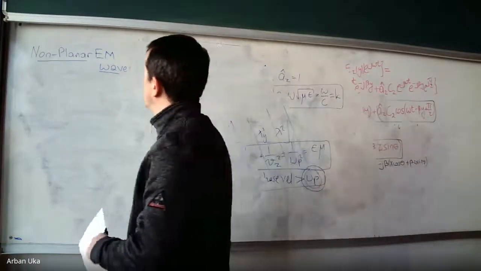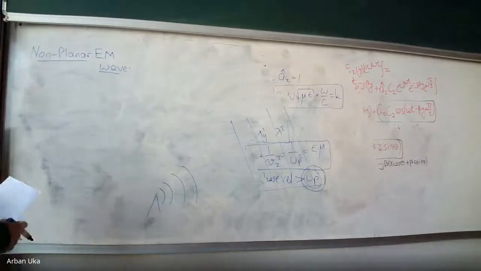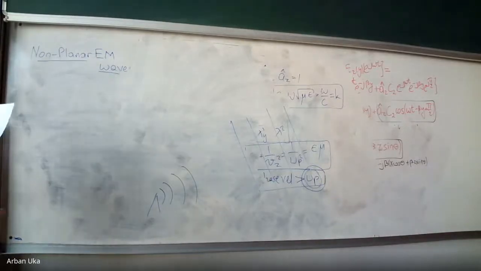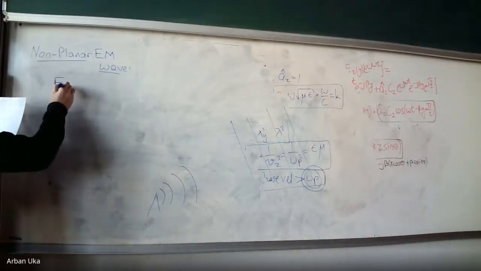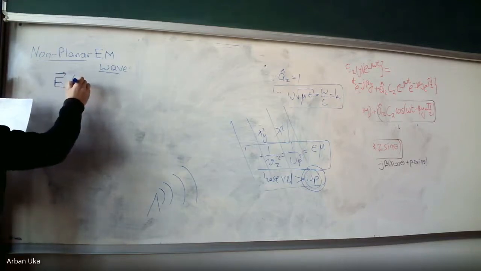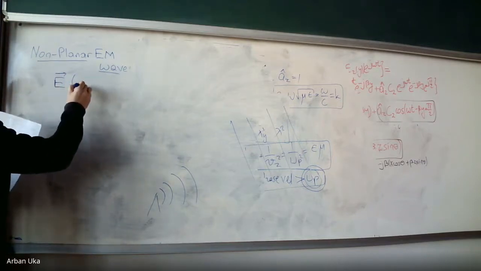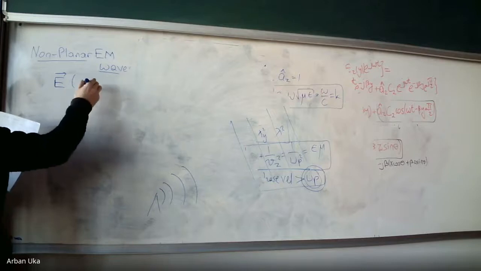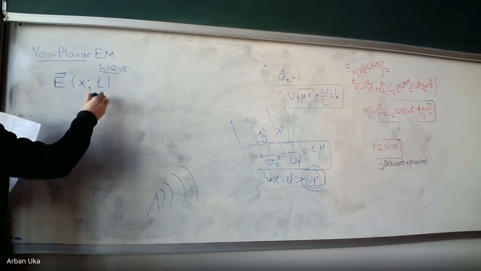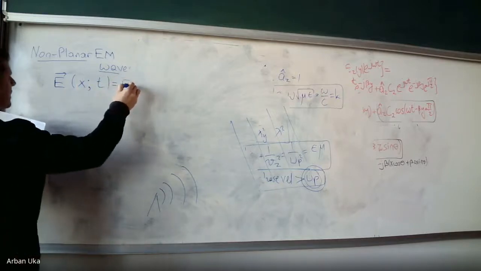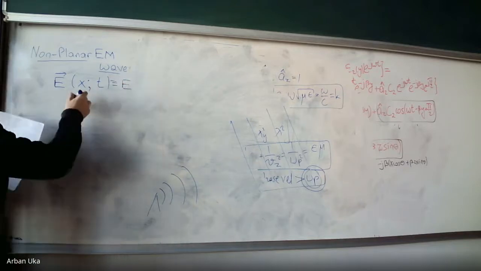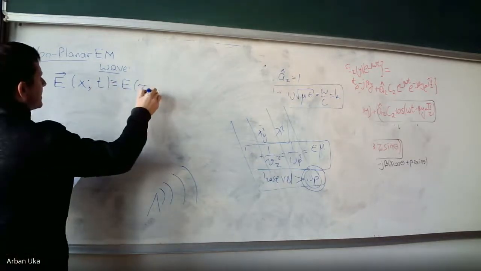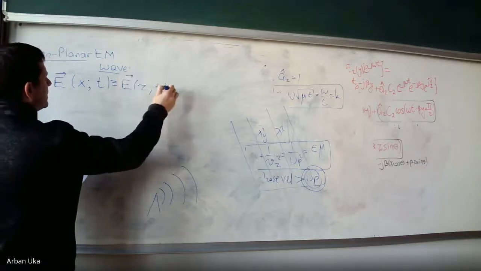But now, when I'm talking about non-planar electromagnetic waves, in general, we write the following. We see that the electric field, so far, we write it like this. If it is propagating along the x, we write it like this, right? If it is propagating along the z, so these are equivalences, E can be a function of z and time, okay?